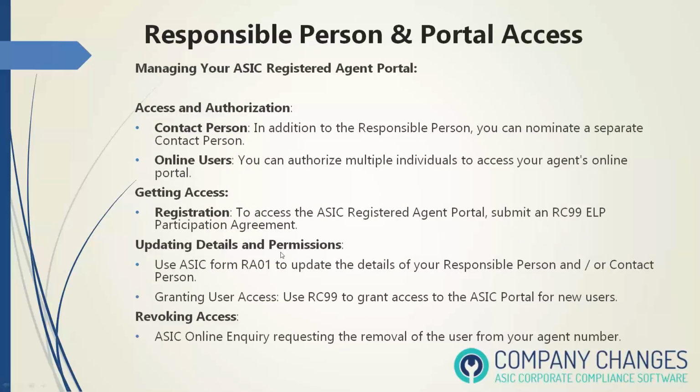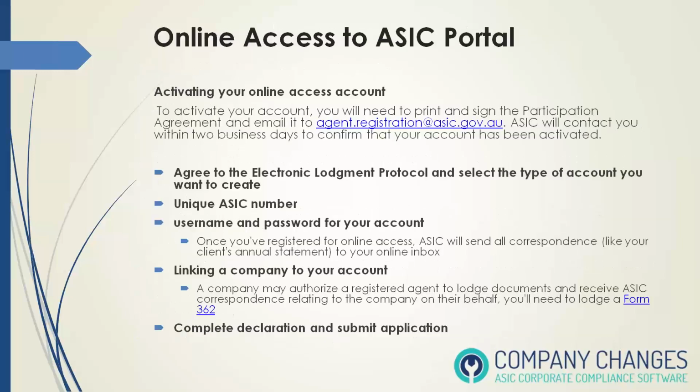Now, moving forward, as far as the responsibility of the responsible person and portal access is concerned, this slide explores the additional responsibilities of the responsible person and the contact person. It explains how agents can authorize users to access the ASIC registered agent portal and procedures for removing or revoking access to various staff members who work for the registered agent. A registered agent can also have an additional contact person if required. It is important that all your details are up to date with ASIC, and that can be done on form RA01.